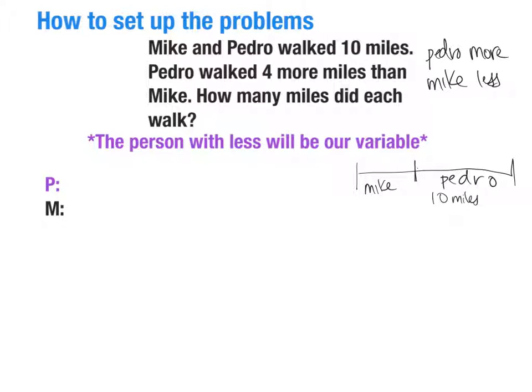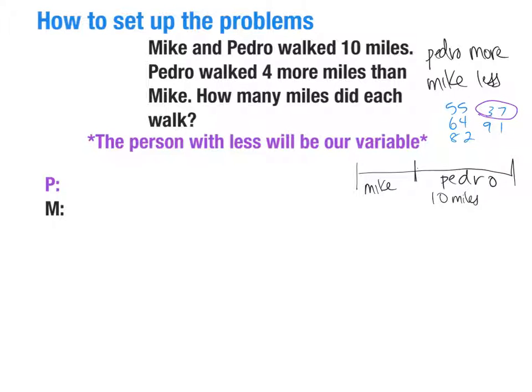Let's try with 10. What two numbers make 10? 6 and 4. What else? 8 and 2. What else? 3 and 7. 9 and 1. Okay, so here's what I need. I need to know, are any of those numbers 4 more than the other number? 7 and 3, 3 and 7. I like it, so I'm gonna circle that. So I could say that one person walked 3 miles and the other person walked 7, and together that's 10, is that true?